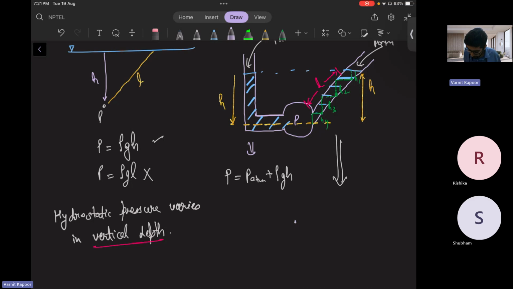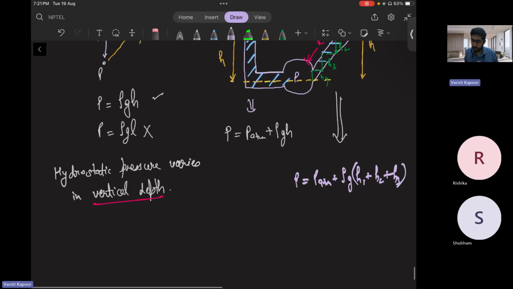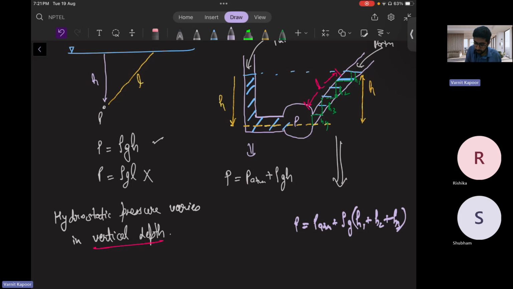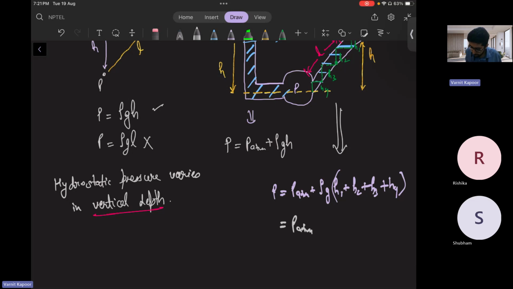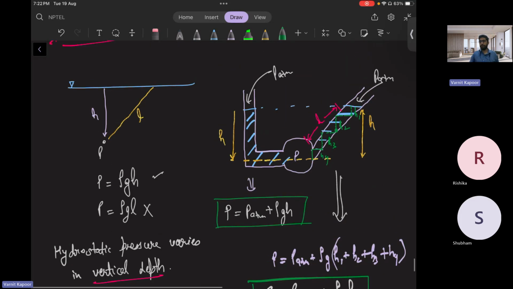So from here, P is nothing but P atmosphere plus rho g h1 plus rho g h2 plus rho g h3 plus rho g h4. I take rho g common out. So h1 plus h2 plus h3 plus h4 is nothing but your total height H. So again, both of them give the same value as the answer. It doesn't matter. Both the manometers give you the same. I hope there are no doubts still here.